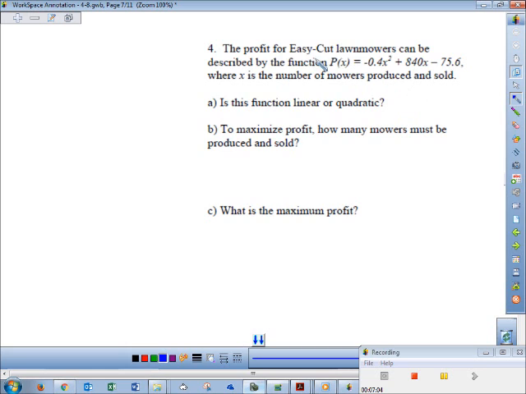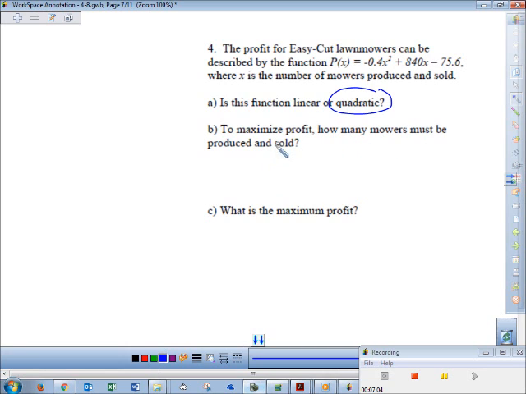So that's what they're asking us right here. It says the profit for easy cut lawnmowers can be described by this function, and yes, if you go further in math, you will be able to figure out how these functions are found. We'll do that in FST, where x is the number of mowers produced and sold, so they're making the lawnmowers, right? Is this function linear or quadratic? Well, obviously it's quadratic, because the biggest exponent is a 2.